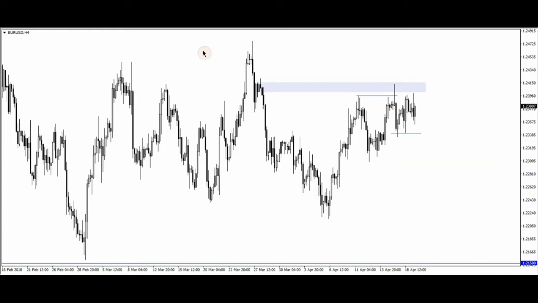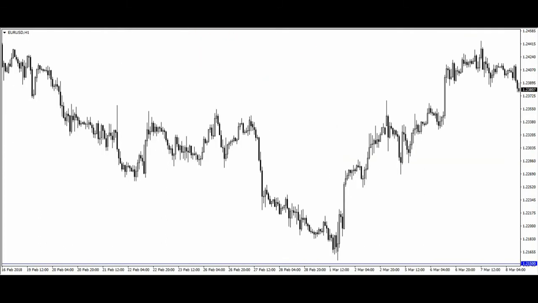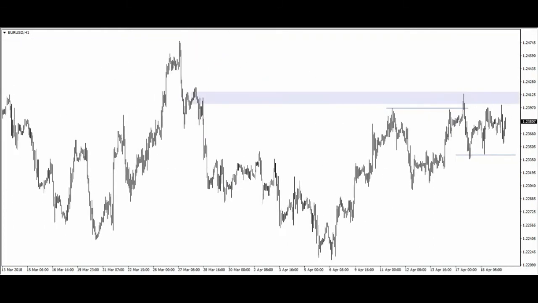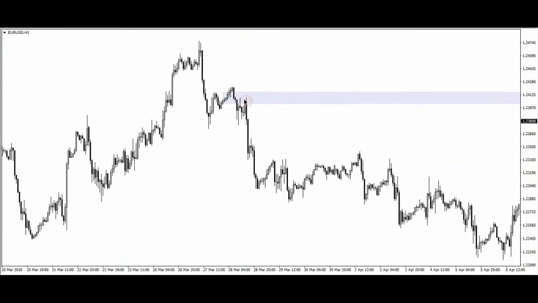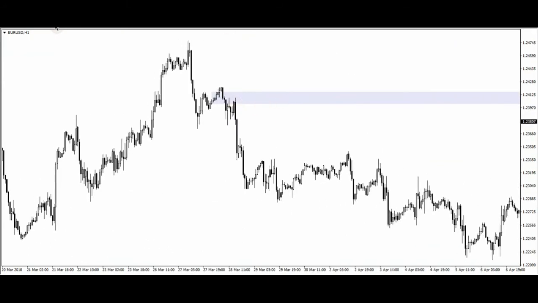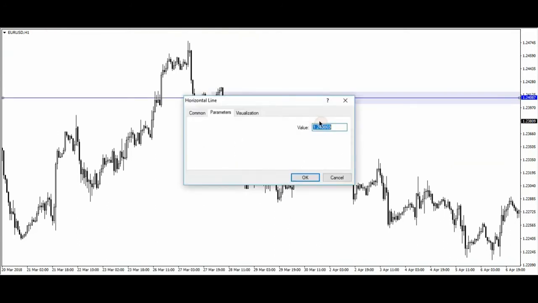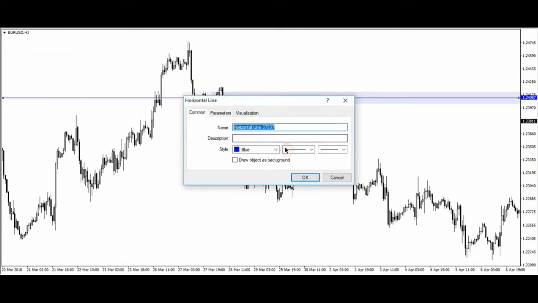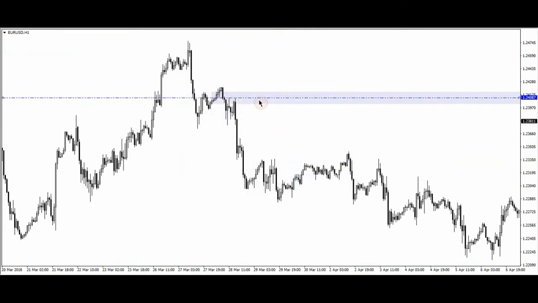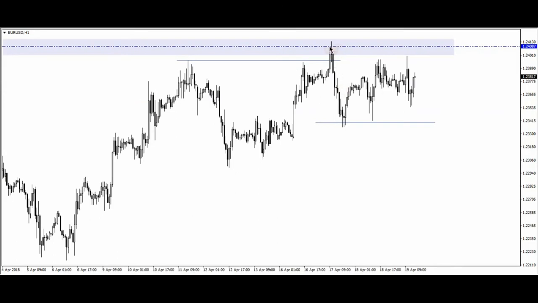Now, before I took my entry, I went down to the hourly. If you go down to the hourly and zoom out a bit, you will notice right here we have a double top. I was looking at this as a liquidity pool. What I wanted to see was price run this, and that's when I would go short. So when price took out this double top, I went short, and that's how I caught the highs of Tuesday.